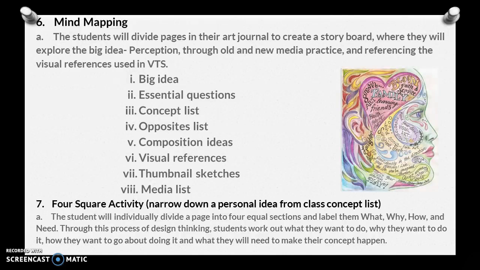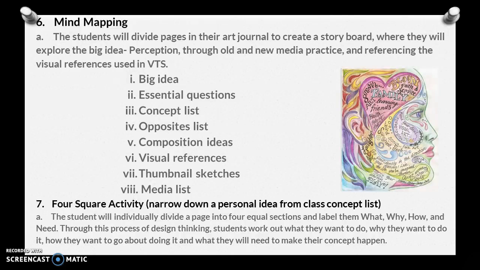After we mind map and create a working concept list, it gets really big. There's a lot of ideas. So I've created this Foursquare activity to have the students do, and this is going to narrow down their personal idea from the class concept list. The student is going to individually divide a page in their sketchbook into 4 parts. They will write in each part what, why, how, and need.